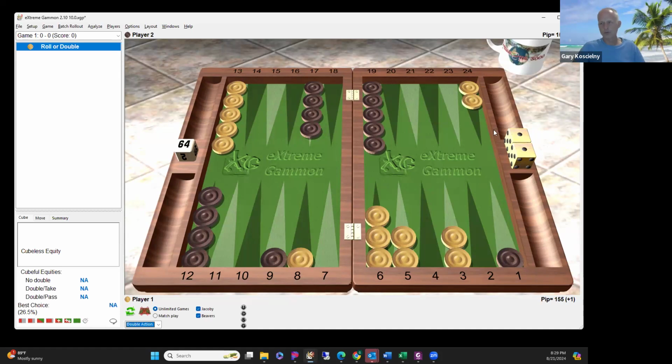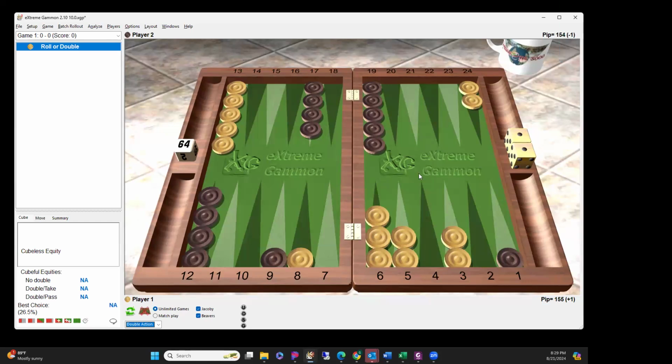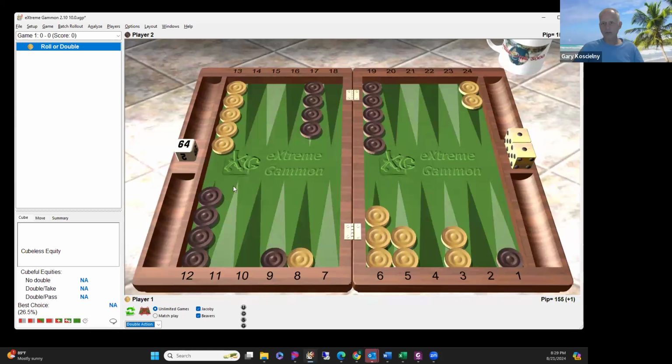Well, let's go through it. Do we have threats? Yeah, we still have threats. We have the better board. We have a blot to shoot at here. So there are threats, but are they as good threats as when black was on the bar? Yeah, no, not even close. Because if we miss, our threat went away. Whereas in the other position, when black's on the bar, it doesn't matter what we do. We still have the threat because black is still on the bar. He has to come in.